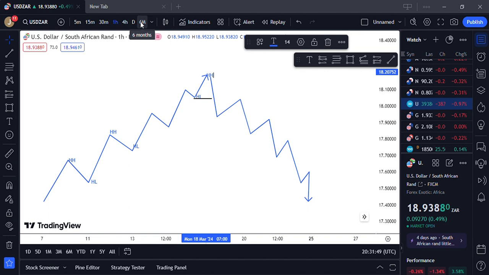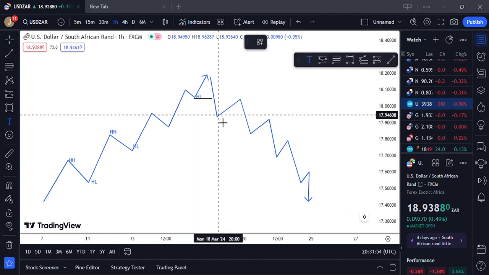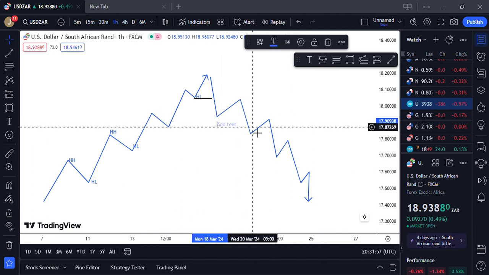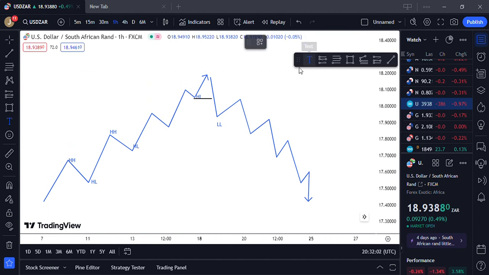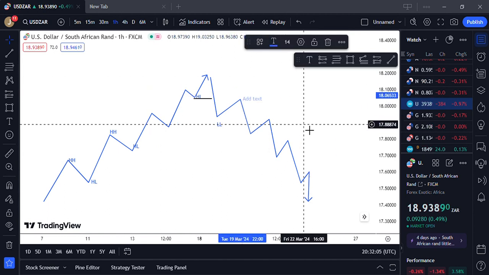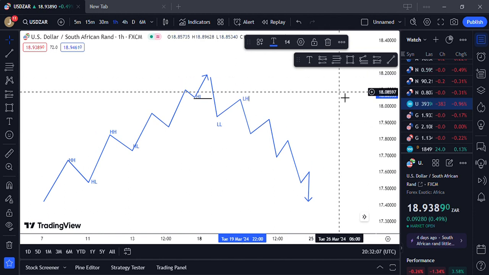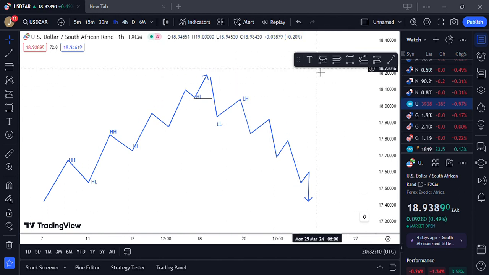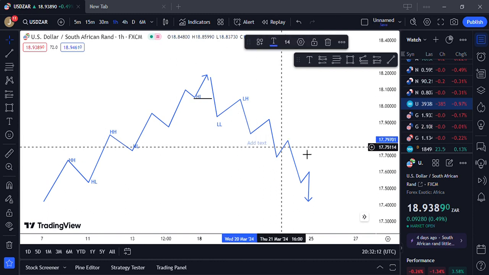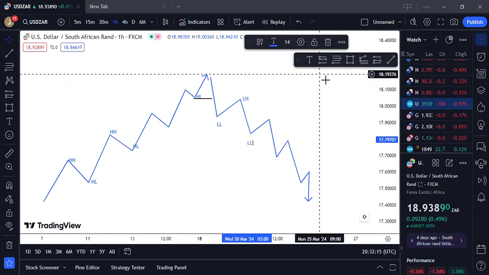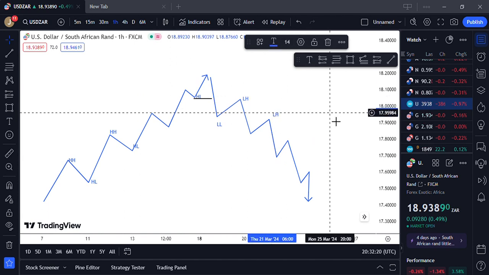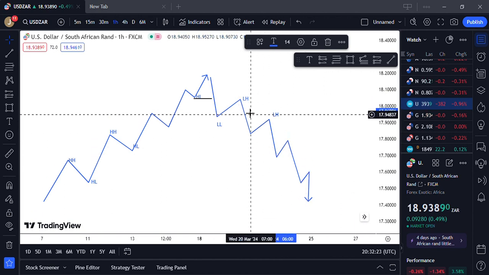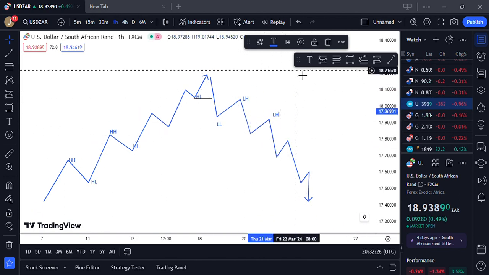Now with the downtrend, this is how it's going to be. Lower low, lower high, lower low, lower high, and so on and so on. Let me put this.